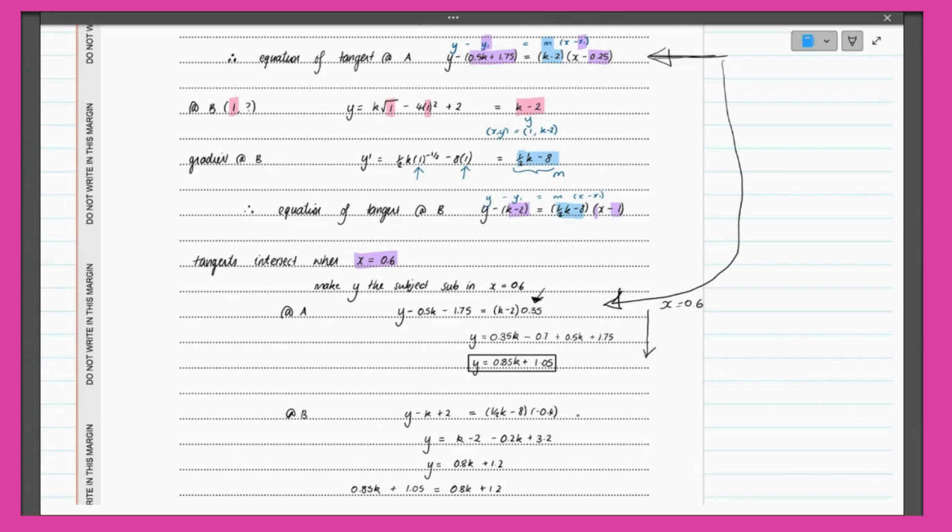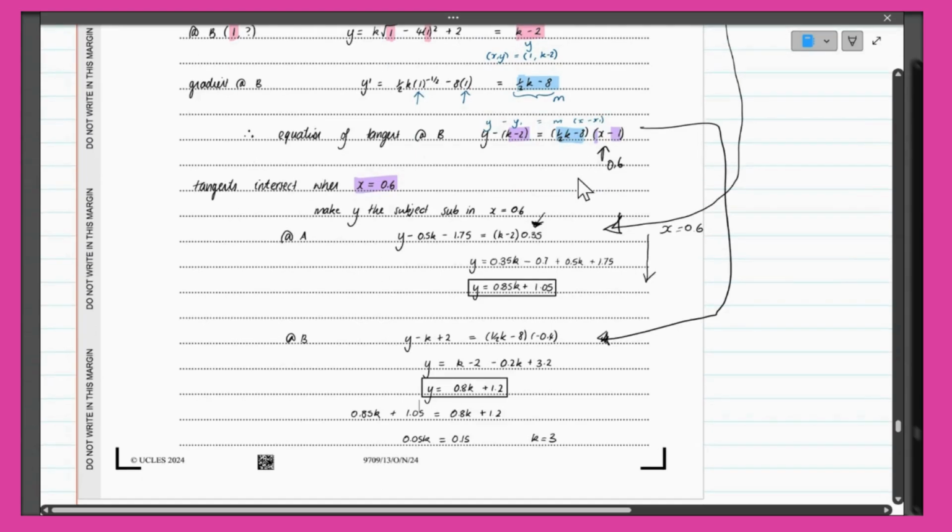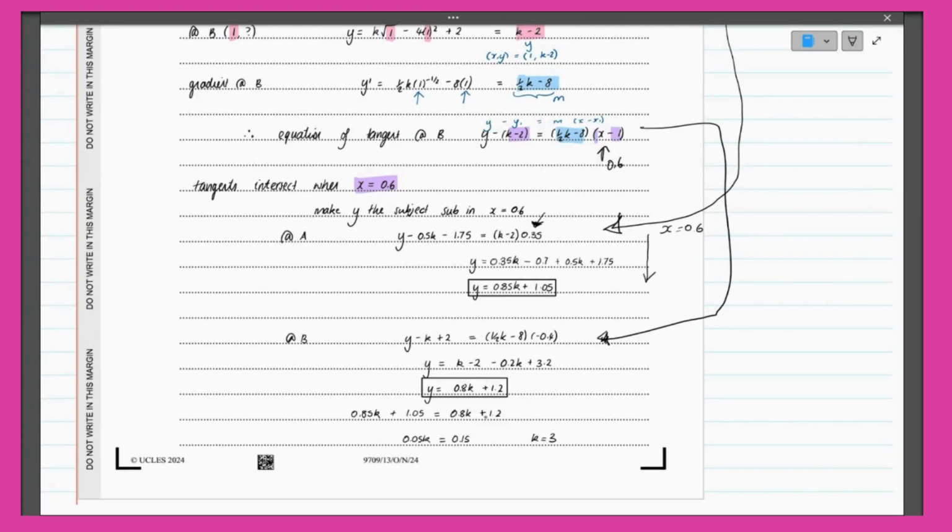Then I've done the exact same thing with this one. And where x was, I've chucked 0.6, 0.6 minus 1 is negative 0.4, and I've tidied it up until I got to this equation. Simultaneous equations mean that they're going to be the same at the same point, so the y should equal each other. So I've just made y equal each other, and then we can find out what k is, which was 3.